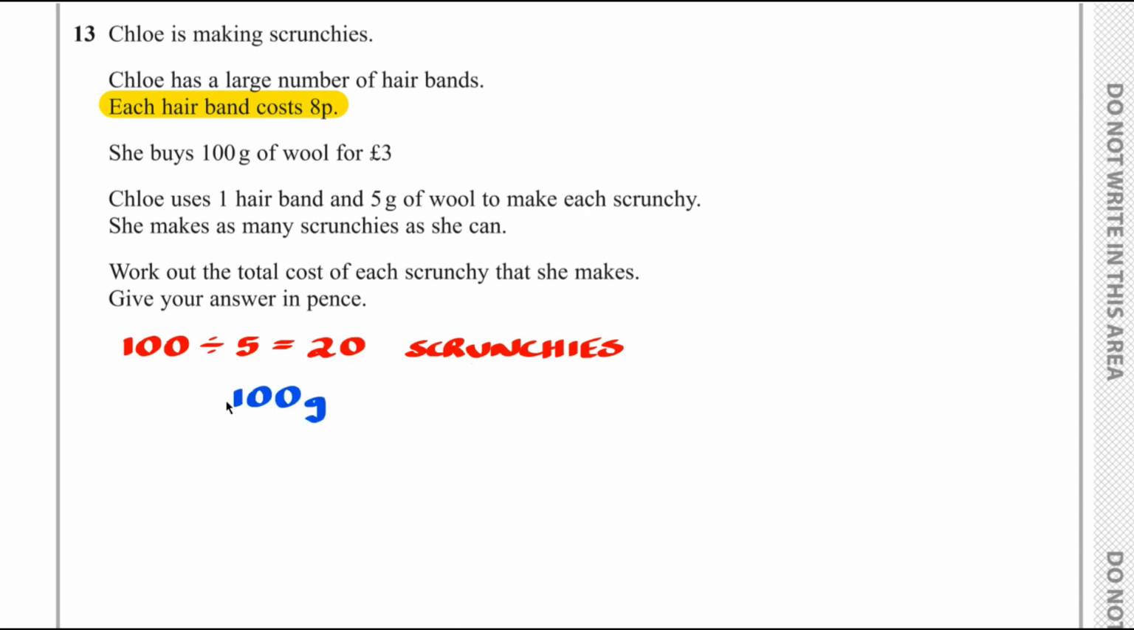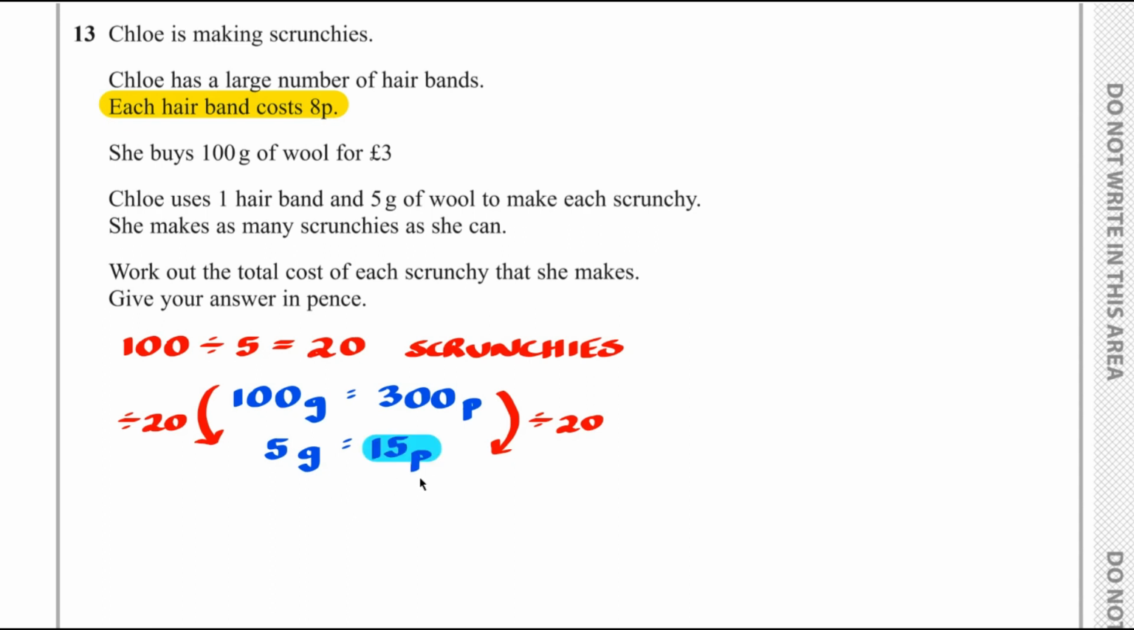Now, we know that 100 grams of wool costs £3, which is the same as 300 pence. And if I divide this by 20 to get me the 5 grams of wool, I can find out how much it would cost for 5 grams of wool. 300 divided by 20 is 15. So it costs 15 pence for 5 grams of wool.